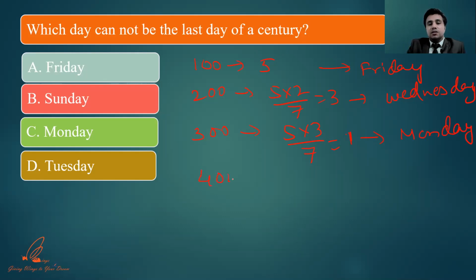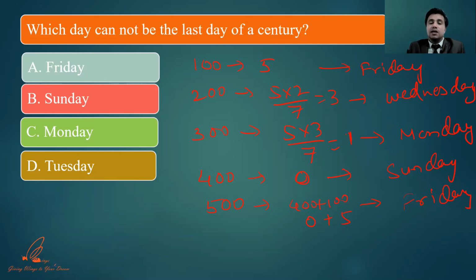4 centuries, we know in 4 centuries the total odd days will be 0, which means the last day is going to be Sunday. Now if you go for the next century, 500 years, 400 plus 100, 400 years has 0 odd days and 100 years has 5 odd days, which means again it becomes 5 odd days, so the last day will again be Friday. So after this, it will start repeating. The same 4 days, Friday, Wednesday, Monday, Sunday, will start repeating.